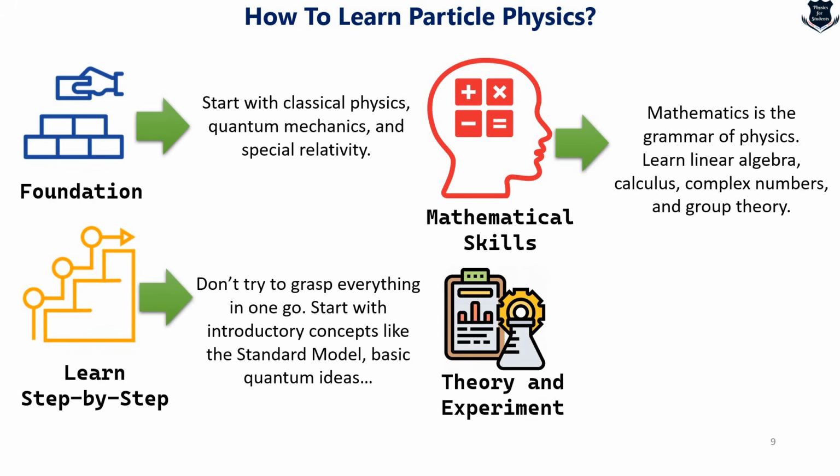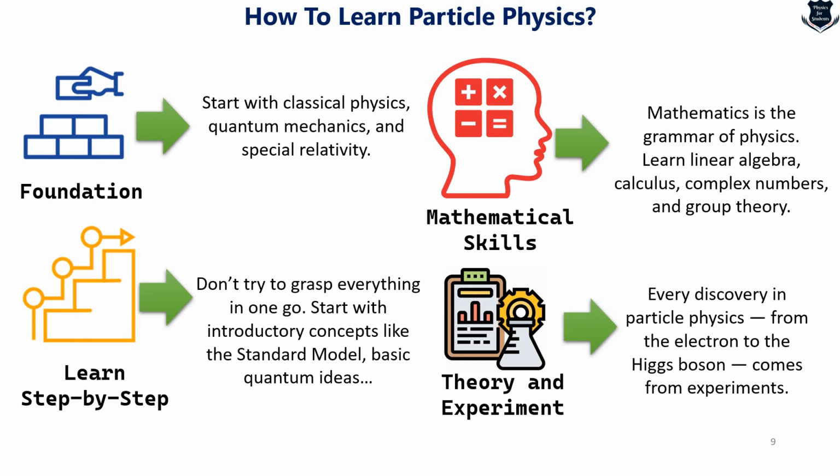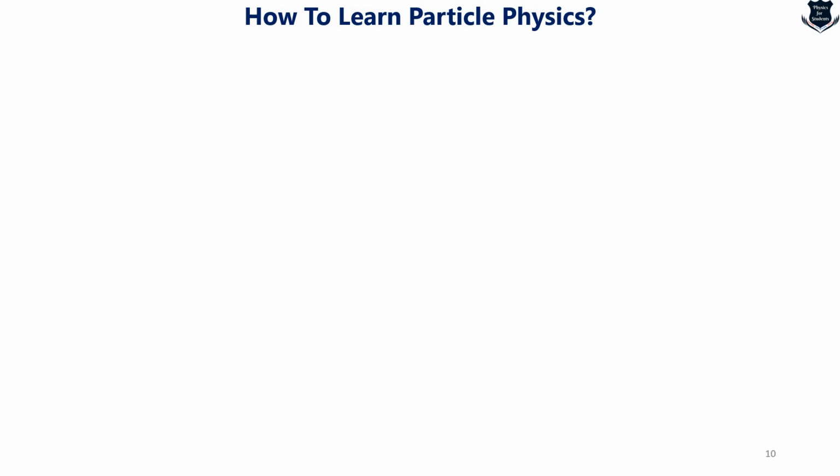Also, you have to couple your learning of theory with experiment, because every discovery in particle physics, from the electron to the Higgs boson, comes from experiments. So you really need to have an idea of what those experiments are, read the journals and articles, and find out what the recent discoveries are, so that your learning of particle physics is much more profound.